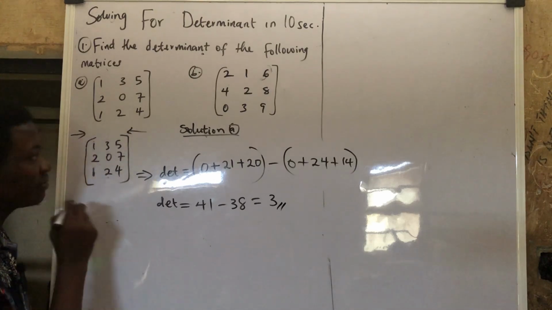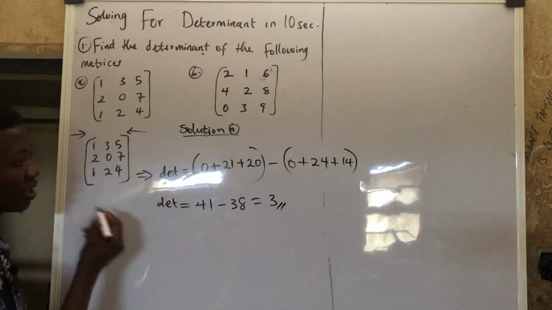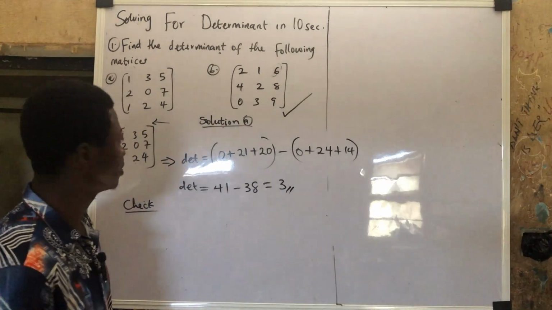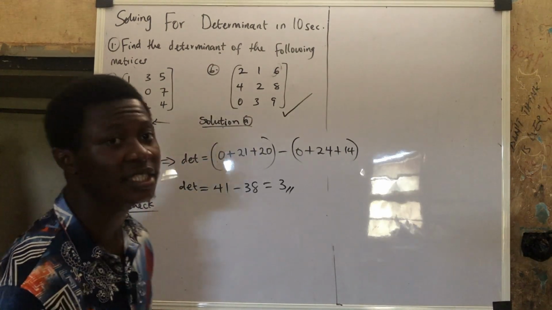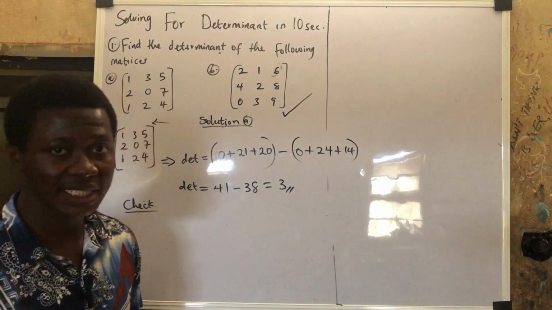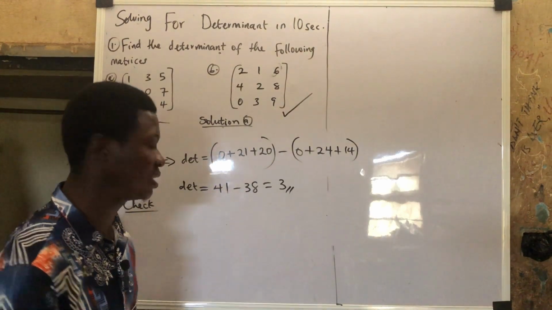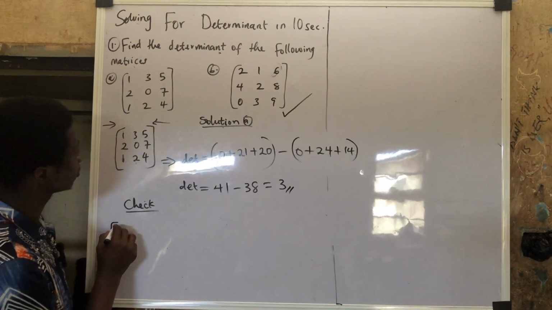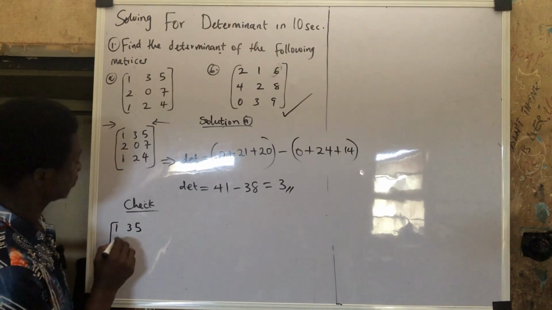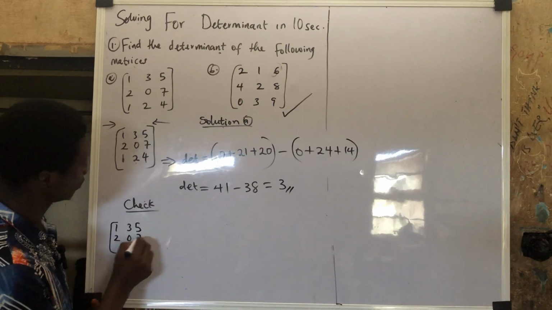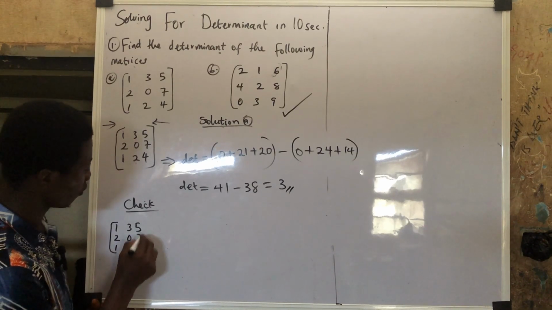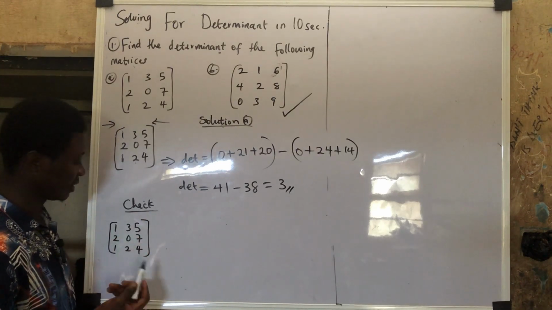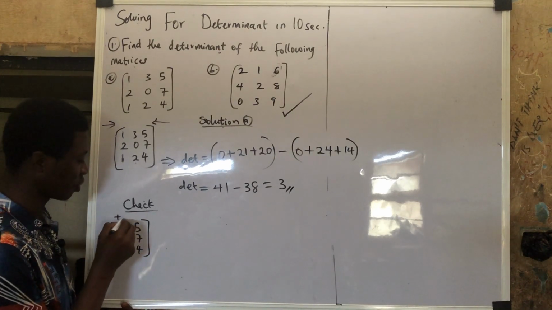Now we want to check if this is truly correct. We can actually check. So let us check if the answer is correct using the normal determinant method, which we are already conversant with. So how do we do that? Let's rewrite the question. We have a matrix of 1, 3, 5, 2, 0, 7, 1, 2, 4. We can choose to put the sign wherever I want to put it. You can put it up here, plus, minus, plus.